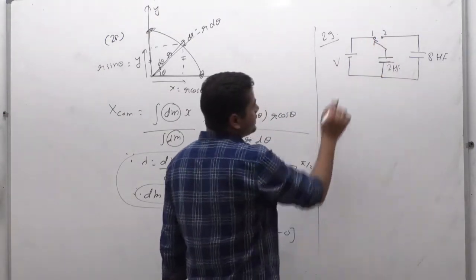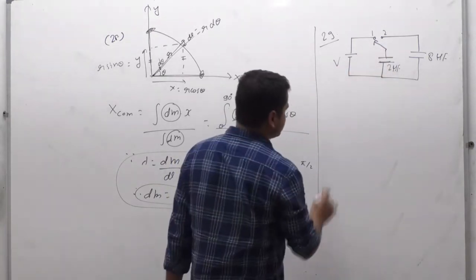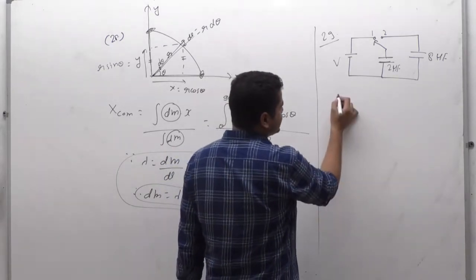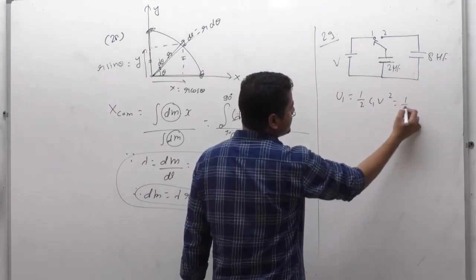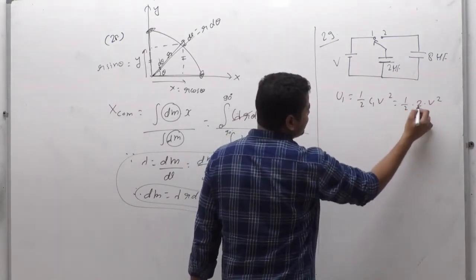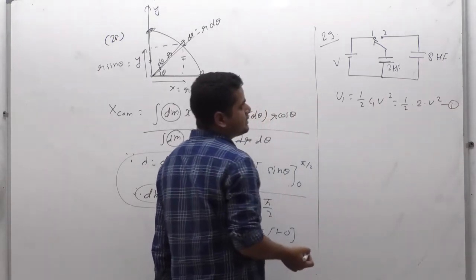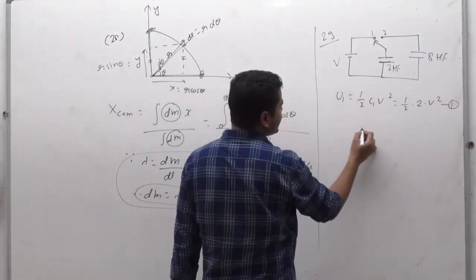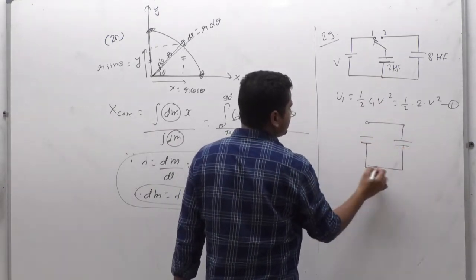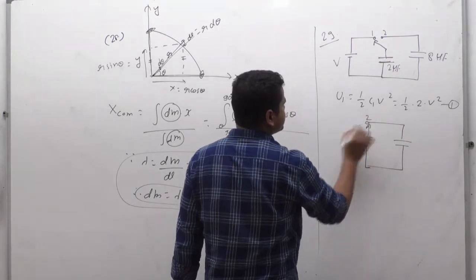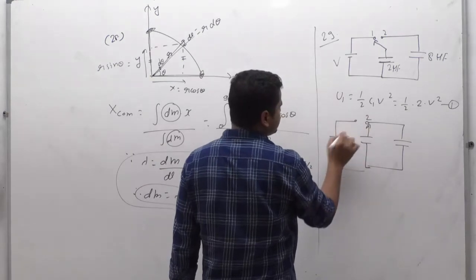Initially, when it is connected with point 1, it is charging of the capacitor, so it will get fully charged. So energy stored U1 equal to half CV square, and C1 equal to 2, so 2 into V square. We have not put in SI units, we have just put in the value of capacitance. Now when it is connected with 2, the diagram will look like this. This is position 2, so this will be an open circuit like this, so this has no role.